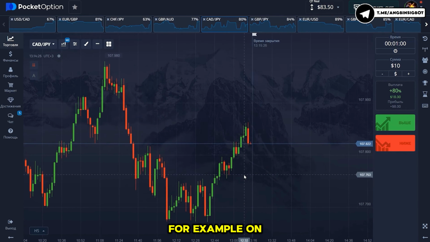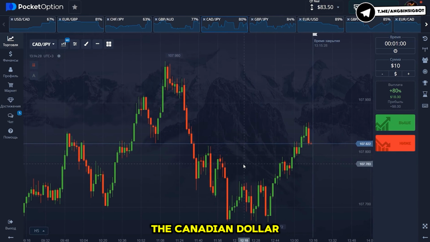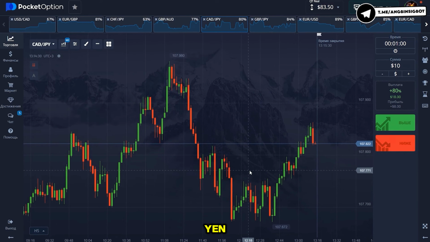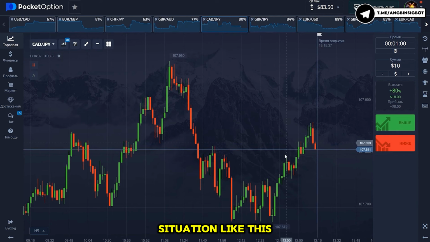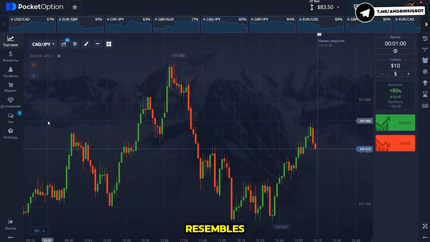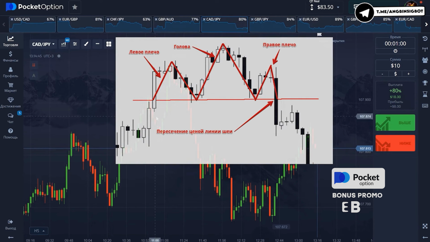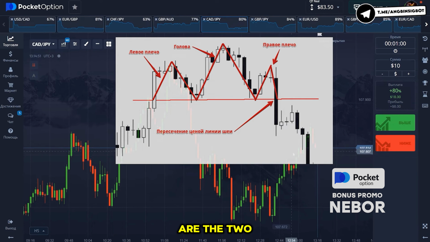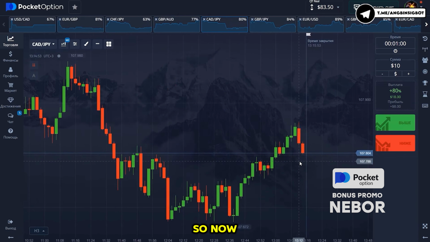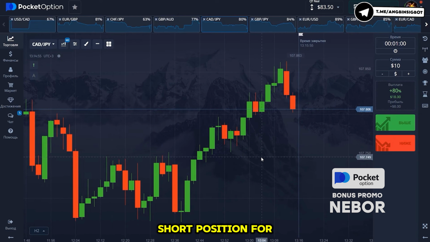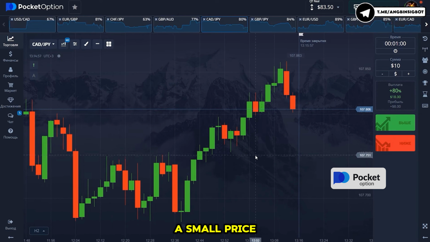For example, on CAD JPY, the Canadian dollar and the Japanese yen, I see a situation like this. Our situation closely resembles the previous situation that occurred before. It strongly resembles a head and shoulders pattern. This is the head, and these are the two shoulders. So now, we are going to enter a short position for 1 minute, just to catch a small price pullback down.